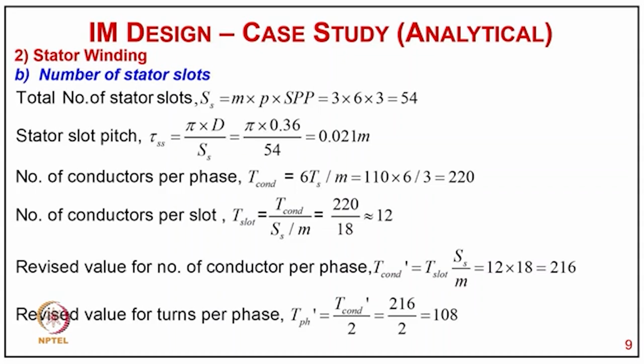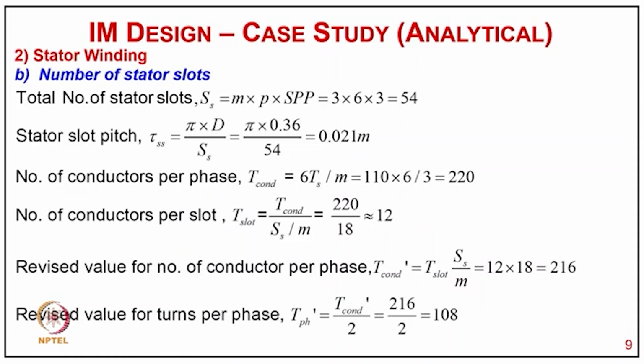Now coming to calculating the stator slot pitch, that is tau SS, that is pi D, the whole diameter, typically on the stator side, the inner diameter, divided by SS, the number of slots. Keeping the value, it comes to 0.021 meter. When we decide, typically, how much space we can keep for one slot pitch, it includes one tooth as well as the slot space area.